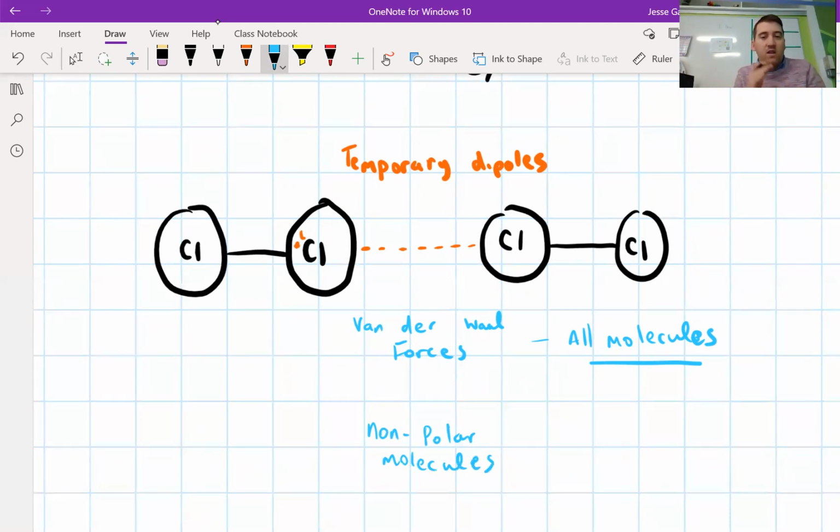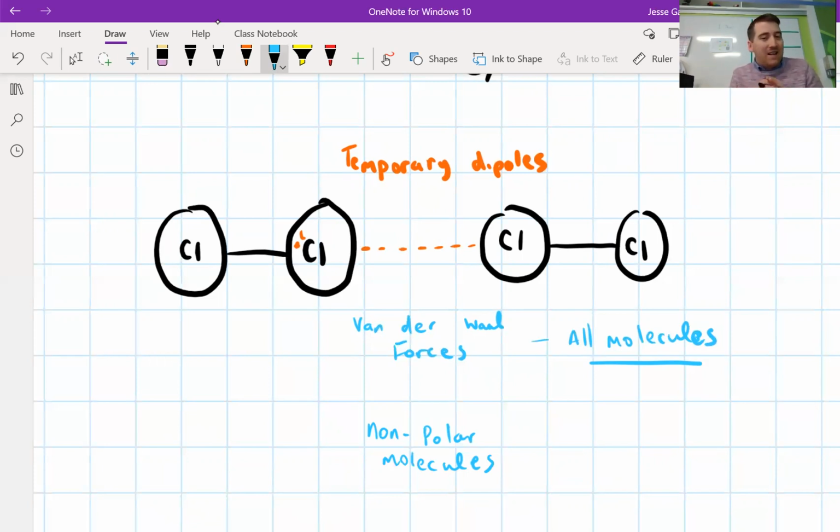So van der Waals forces are a type of intermolecular force. They're the weakest type. So if they're the weakest type, it's easy to overcome them. So most of these substances, non-polar covalent molecules, will be gases at room temperature because their boiling points are really low, and they'll have low melting and boiling points. Okay, right.